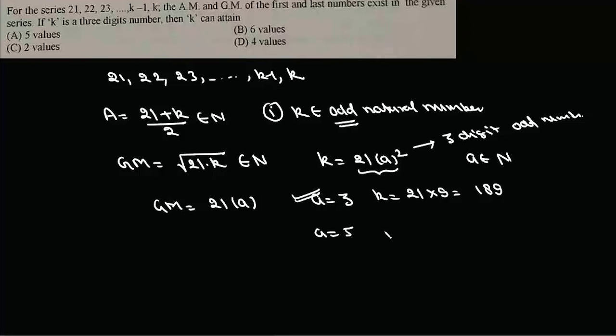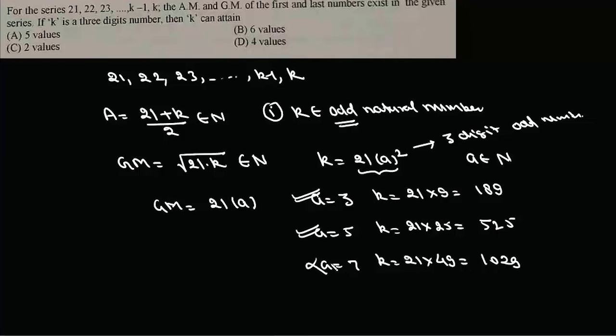If we take a equals 5, we'll get k as 21 into 25, 525. This is also acceptable. And if we take a as 7, we'll get k as 21 into 49, and it will be 1029, which no longer is a 3-digit number. So there are only 2 values of a possible, and therefore we'll have only 2 values of k. So the answer to this question is 2 values, and that's your option C.